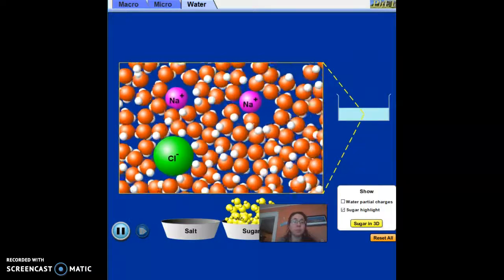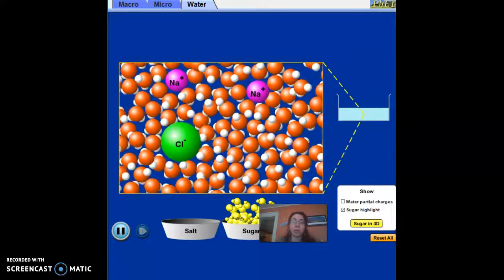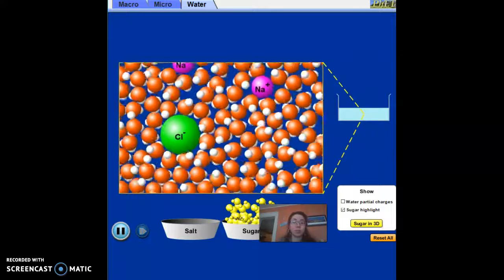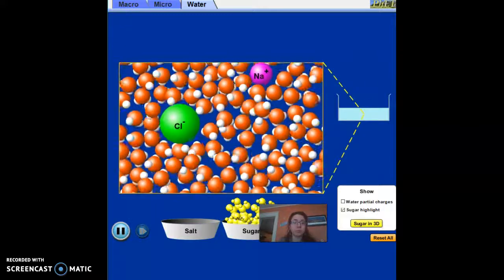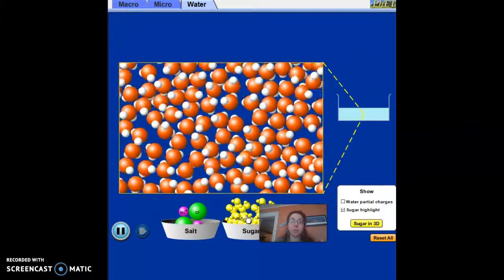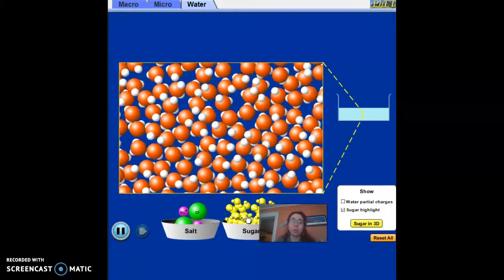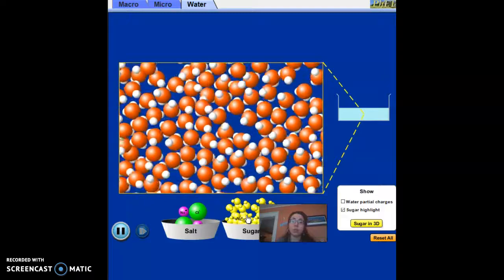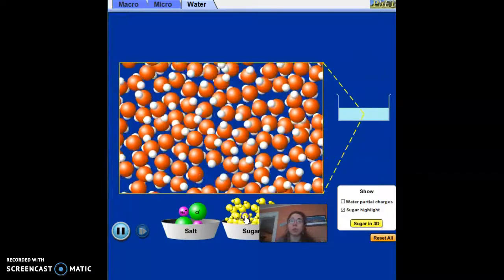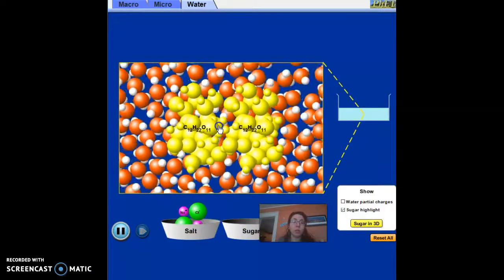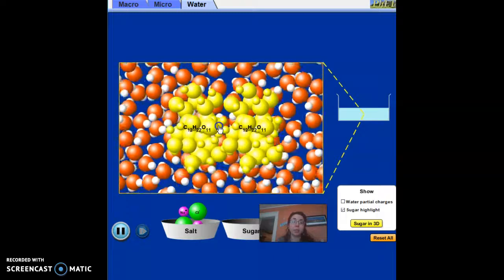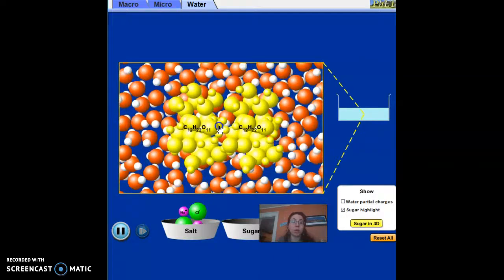So again, make some observations, write those down into your task. So I've reset the simulation. Now we're going to look at what sugar does. You want to notice or see, do you think there is a difference between what salt did and what sugar does? So in this picture, again, I have two compounds of salt, one on the left, one on the right.